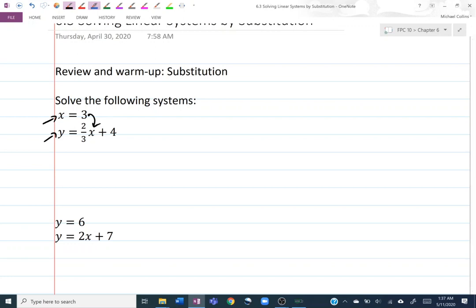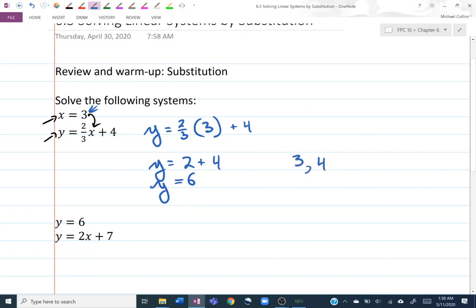So if I do that, I'm going to do it in a different color. I can write y is equal to 2/3, and this is where instead of writing x, I'm going to write that 3, plus 4. And then I could simplify. 2/3 times 3 is 2, plus 4. And so then I have a value for y: y is equal to 6. And in our first linear equation, it actually gave me a value for x. So I have the point, if I can draw properly, 3, 6. And that would be the solution to this linear system.